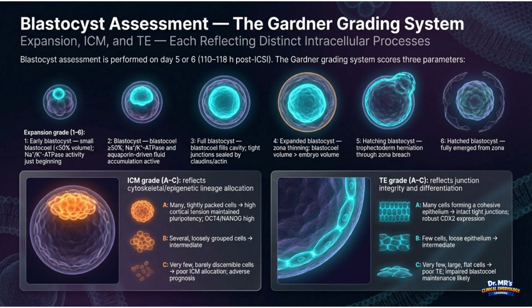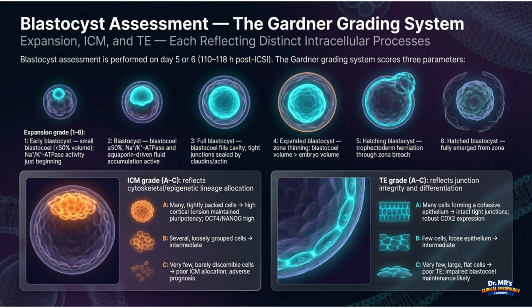The Gardner system assigns a number for expansion and 2 letters for the cellular compartments. You must understand that these aren't just aesthetic grades. They reflect highly complex, distinct intracellular mechanics. Let's deconstruct it. The first parameter is the number, 1 through 6, indicating the degree of blastocyst expansion. What is literally inflating that cavity? What is the pump? The pump is the sodium-potassium ATPase, localized specifically to the basolateral membranes of the trophectoderm cells.